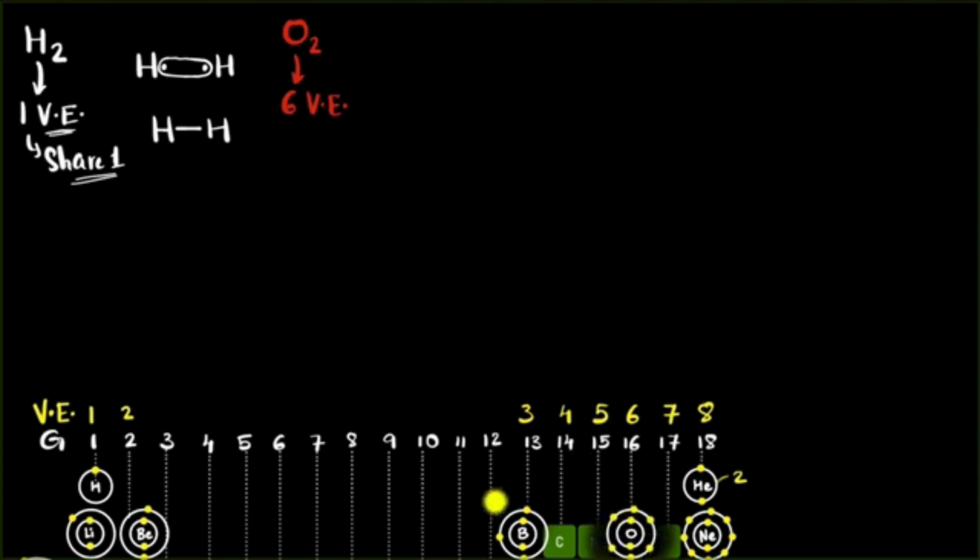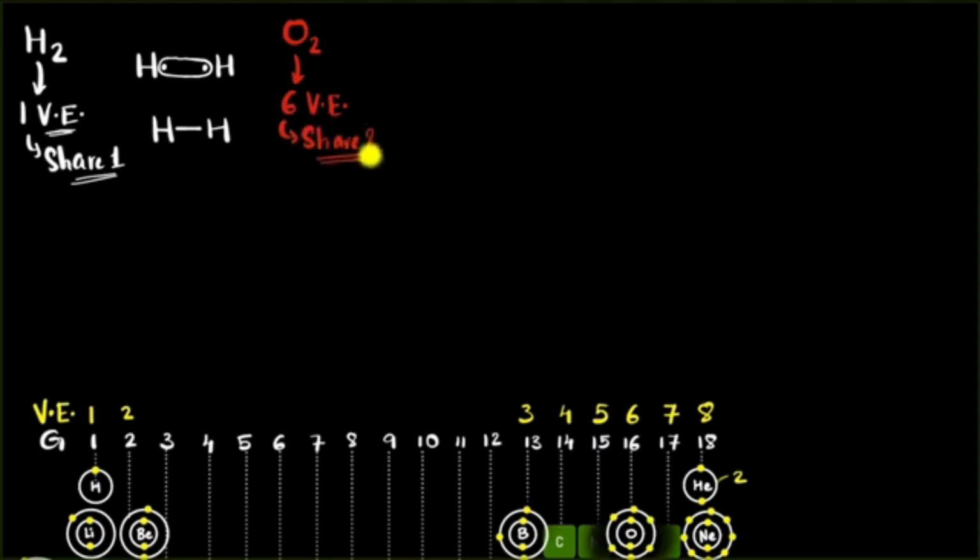In fact, that is the case for most other elements. For hydrogen, it's 2, but for most other elements, they require 8 electrons in their outermost shell. We call this the octet rule. Since oxygen requires 8 electrons in its outermost shell, it has 6, so it needs 2 more. If you need 2, you share 2. That's the rule. So it's going to share 2 electrons.